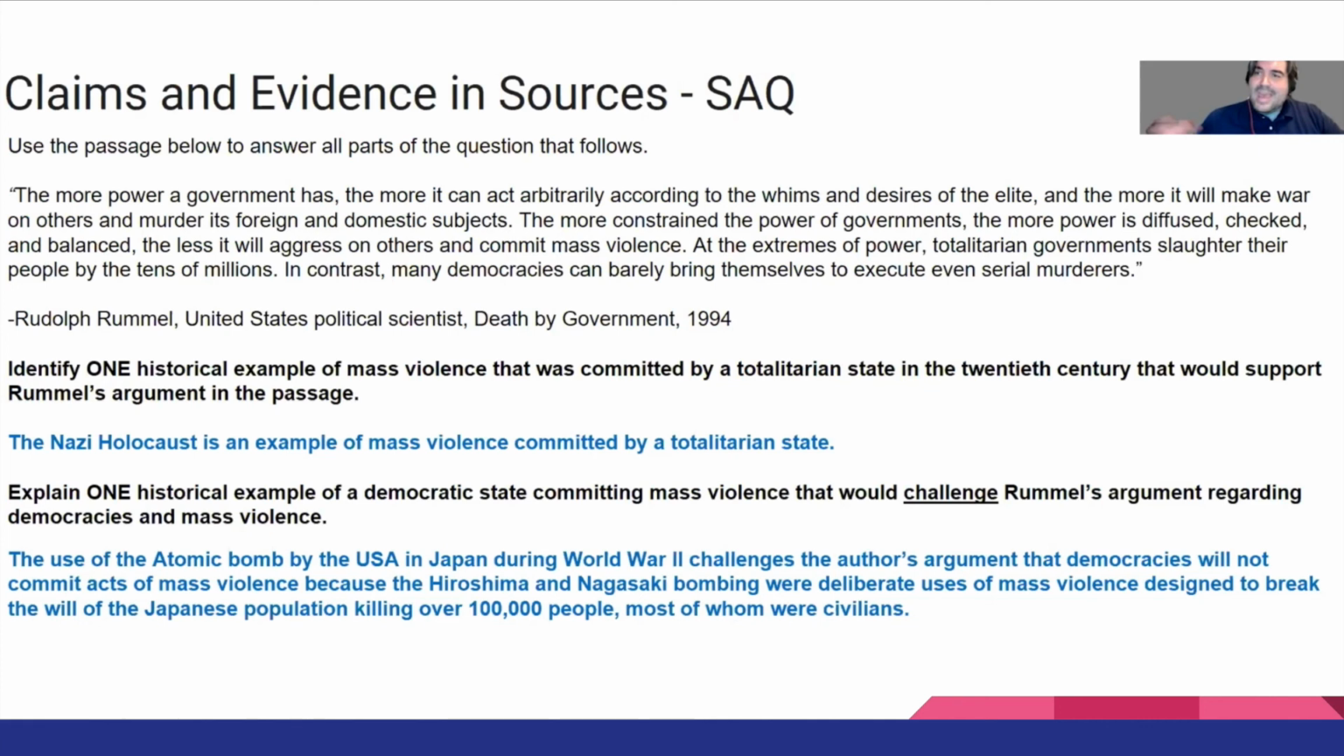So what's an example of a democratic state that actually used mass violence, which refutes or goes against Rummel's argument that they would never do that? The use of the atomic bomb by the United States of America in Japan during World War II challenges the author's argument that democracies would not commit acts of mass violence, because the Hiroshima and Nagasaki bombings were deliberate uses of mass violence designed to break the will of the Japanese population, killing over 100,000 people, most of whom were civilians.